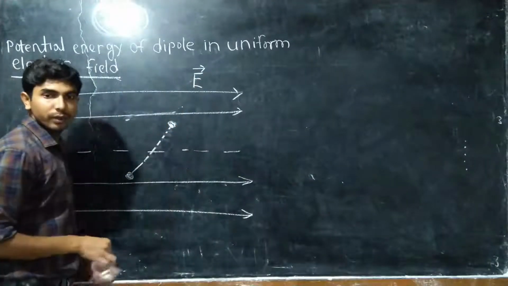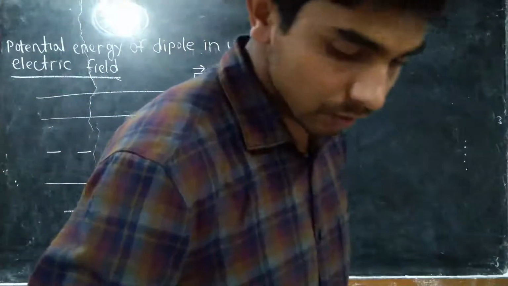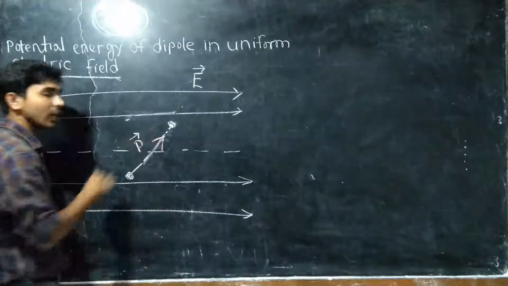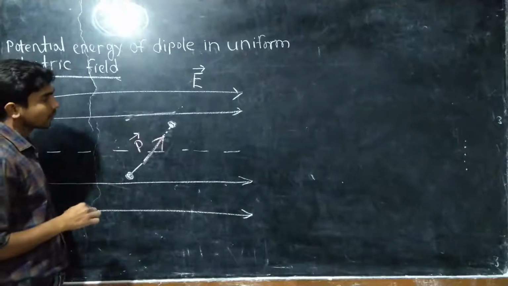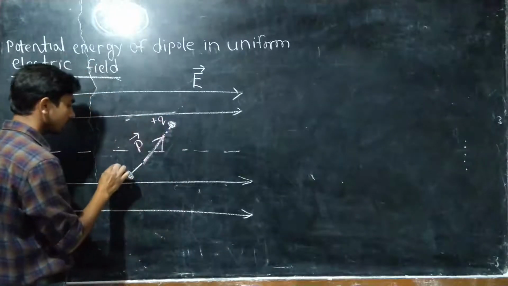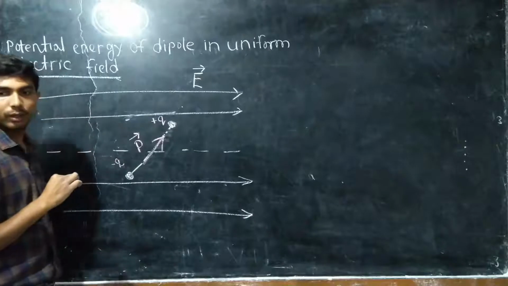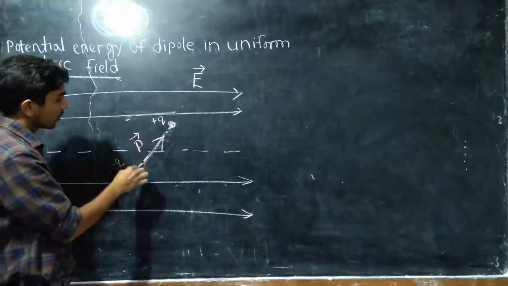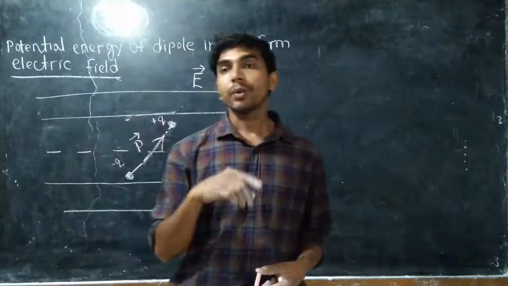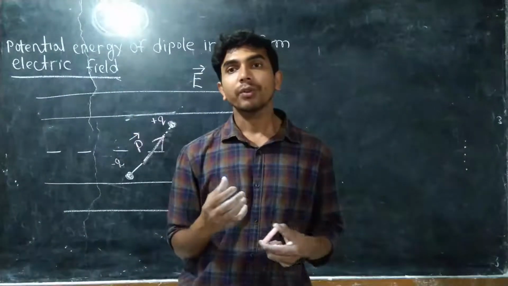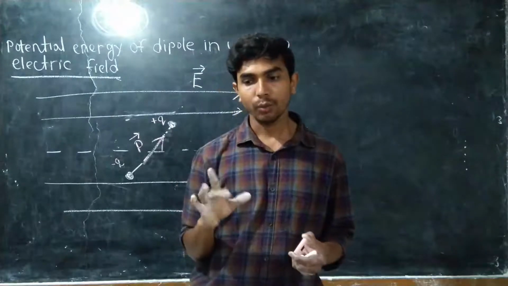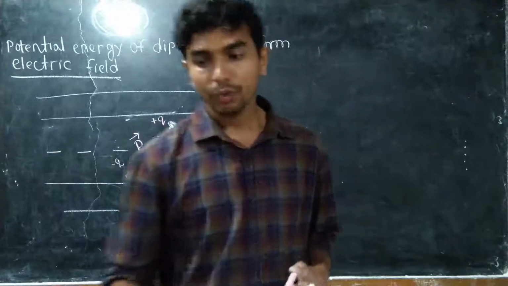And the dipole moment is given. Suppose P is the dipole moment of the dipole, and here a plus Q charge is present, and here a minus Q charge is present, right? So somehow you are able to understand the dipole. Now, in the previous chapter I calculated the torque acting on a dipole in an electric field, right? I hope you are able to remember that formula.